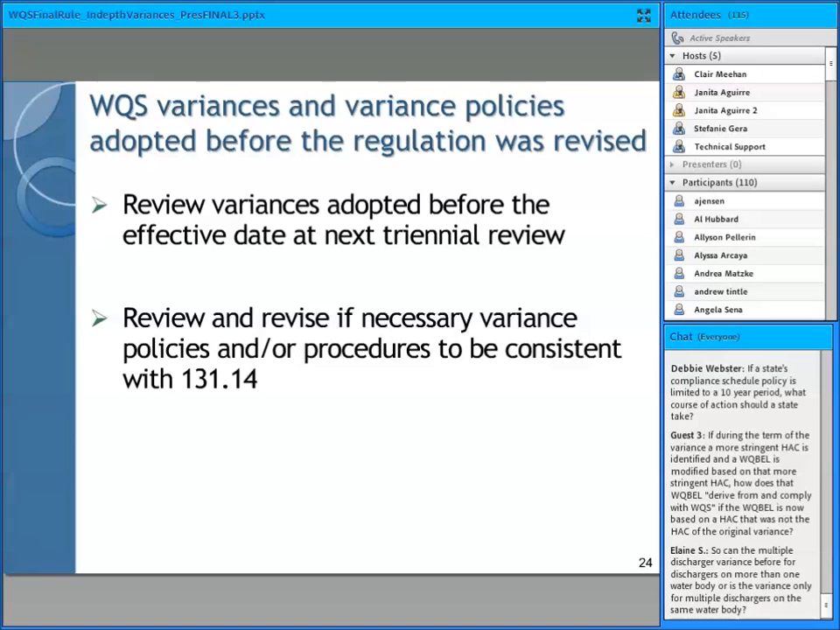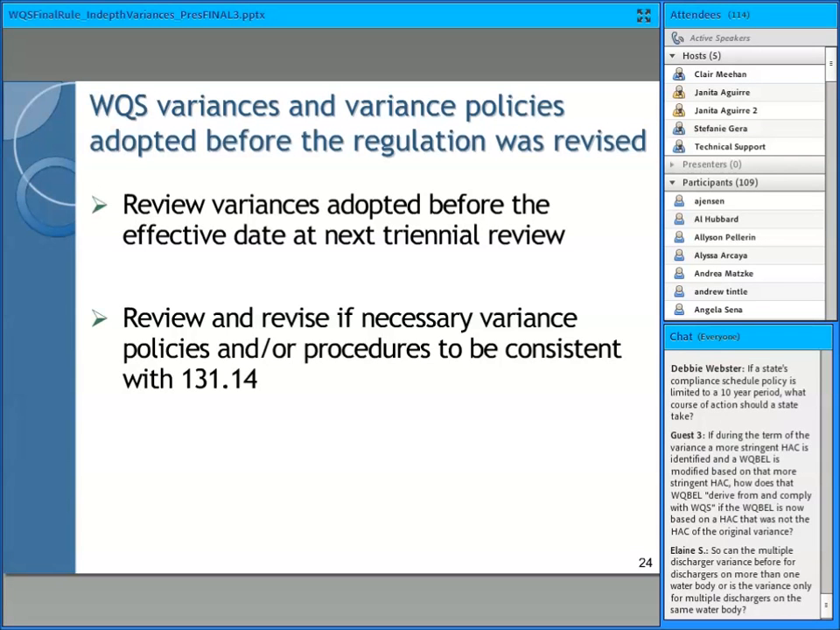EPA encourages the public to engage in triennial reviews and request revisions to variances that states and tribes adopted and EPA approved prior to the effective date of the final rule, so that the public can provide information supporting the need to modify the variance.